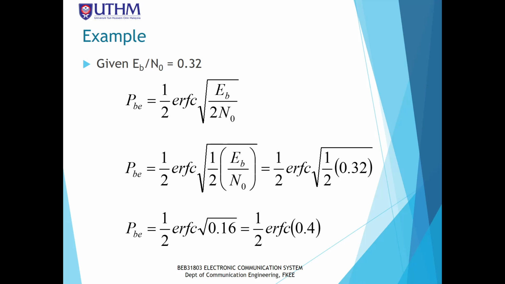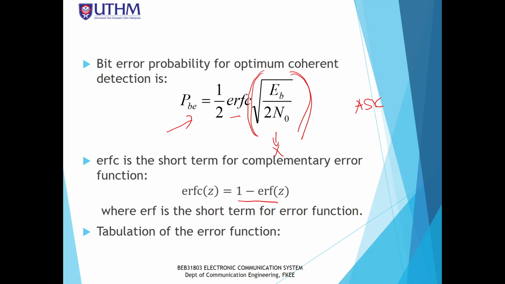So let's look at the example. Given Eb over N0 is 0.32, therefore the probability of bit error for the ASK is equal to 1/2 erfc of square root of Eb over 2N0. Please note, class, this one is for coherent detection. It is for coherent detection for ASK.